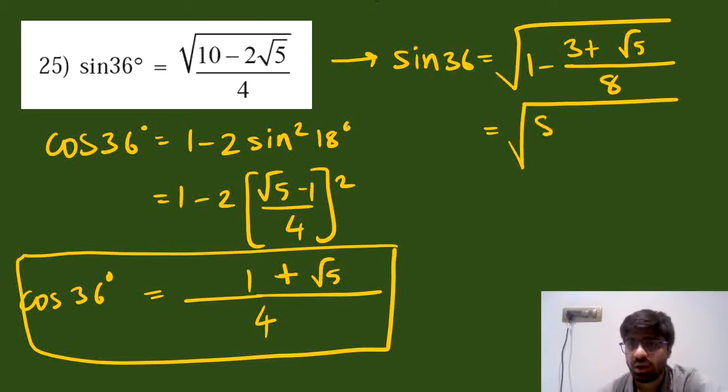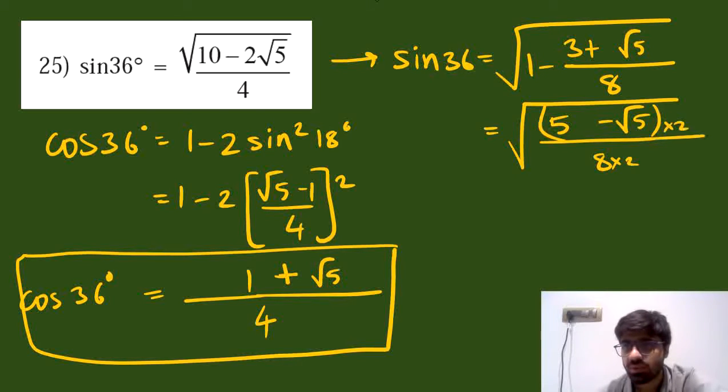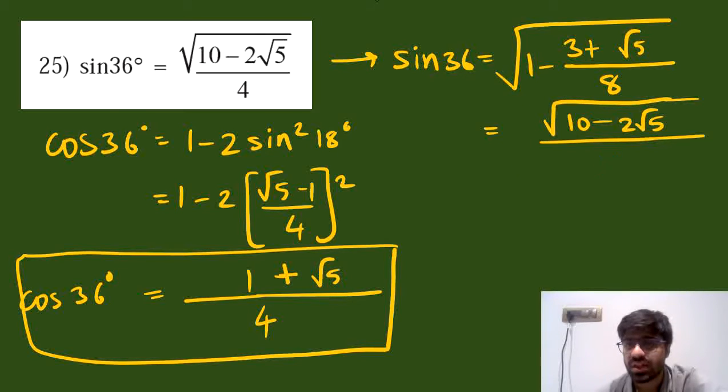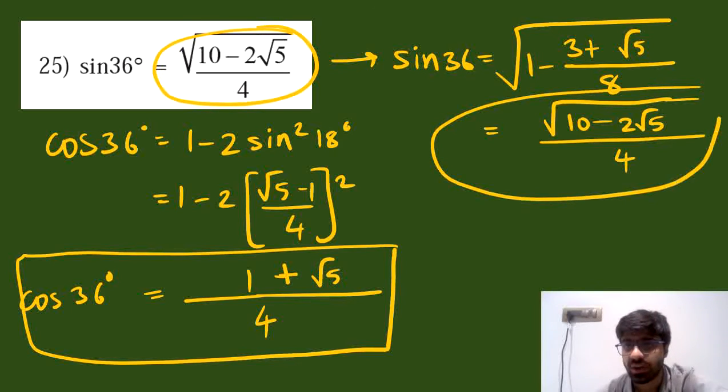This would be root over 8 minus 3 minus root 5, the whole divided by 8. So 8 minus 3 would be 5, and we wanted a 4 outside. So that should give us a 16 in the denominator. Let's multiply the numerator and denominator with 2 in that case. So that would give us 10 minus 2 root 5 in the numerator, 16 in the denominator, the root of which will be equal to 4. So we have root of this entire thing divided by 4, and that is how we are proving that the value of sine 36 will be this entire thing. Okay, so that's how we can find the values of cos 18, sine 36 and cos 36.